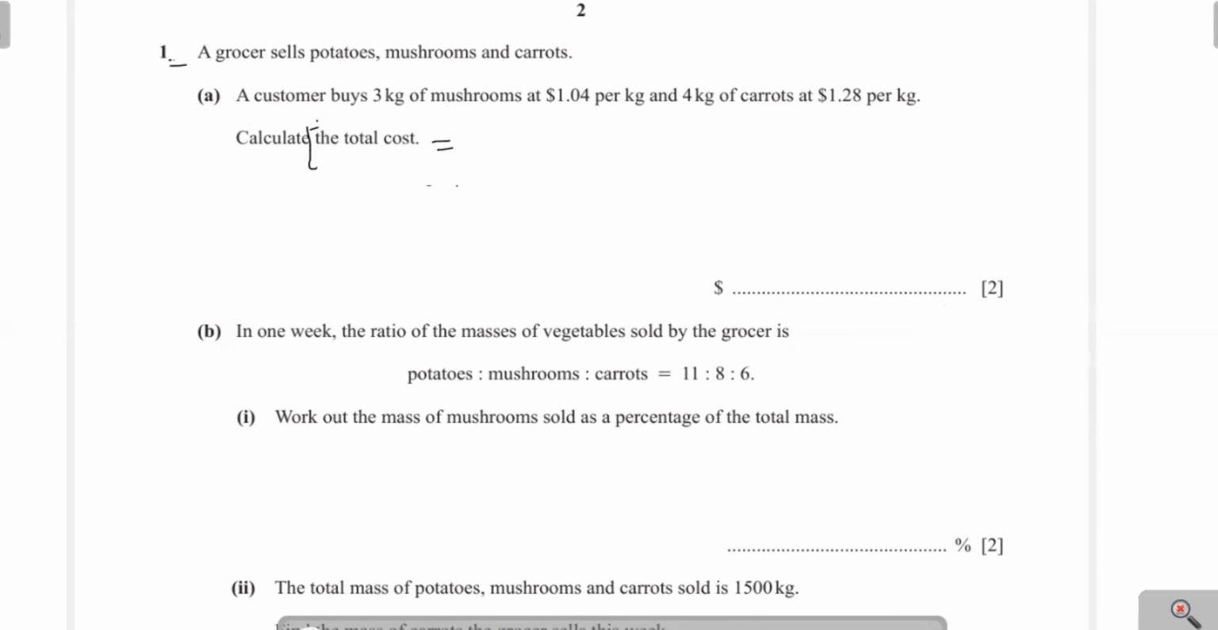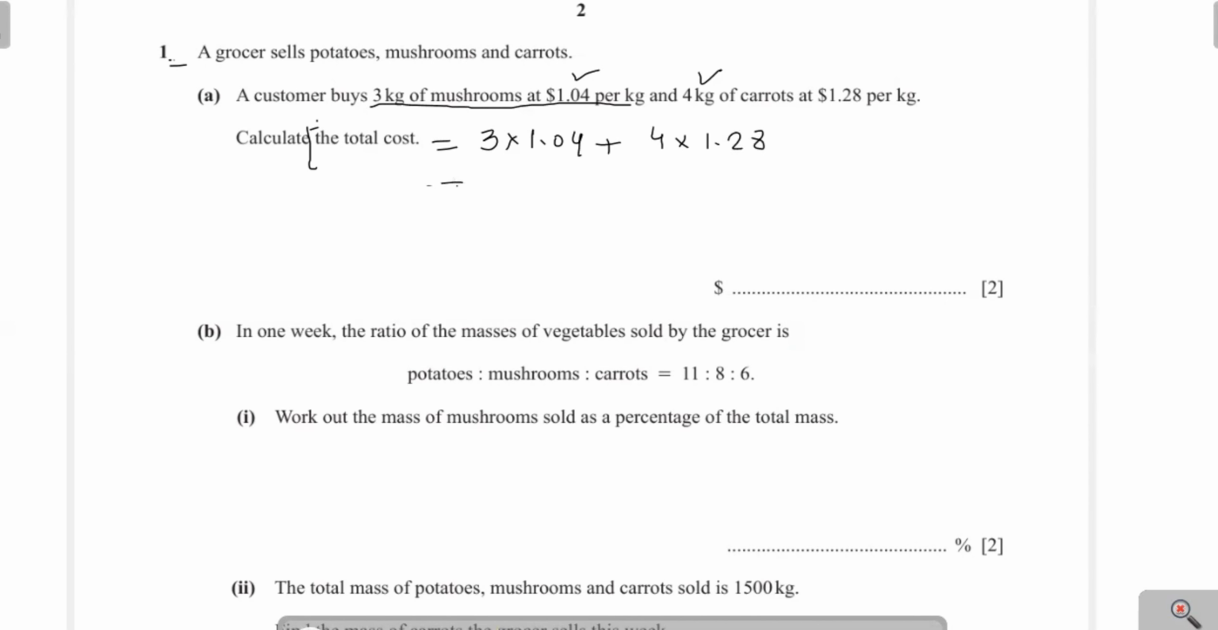That will be equal to the total cost of mushrooms and the total cost of carrot. The cost of mushroom we can calculate if we multiply the total quantity by the rate of the mushrooms. You see here the total quantity of mushrooms is 3 and the rate of mushrooms is 1.04, and the cost of carrot we can calculate if we multiply the quantity. You see here 4 kg quantity of carrot. The rate of carrot here is $1.28, therefore we multiply this.